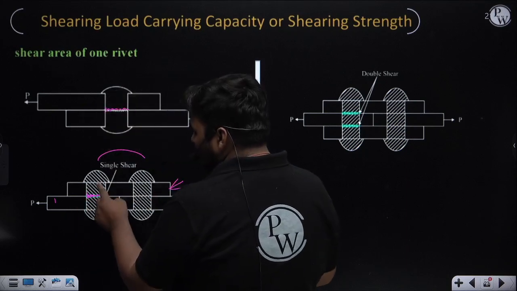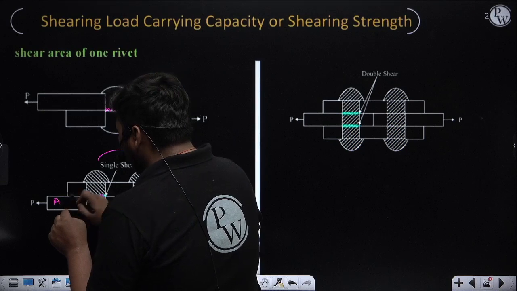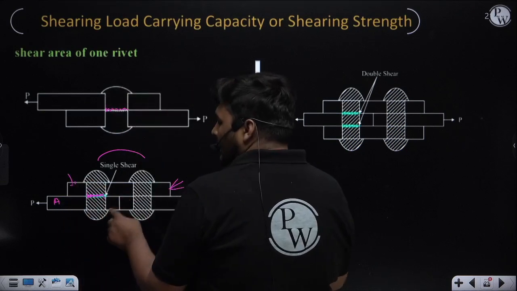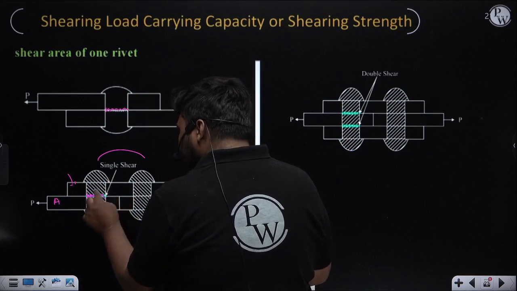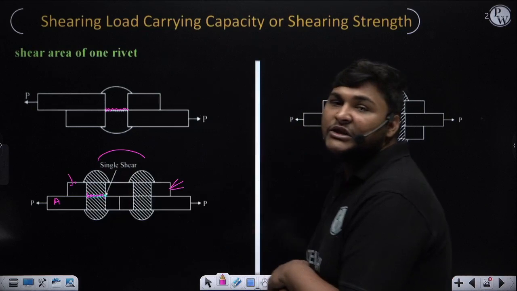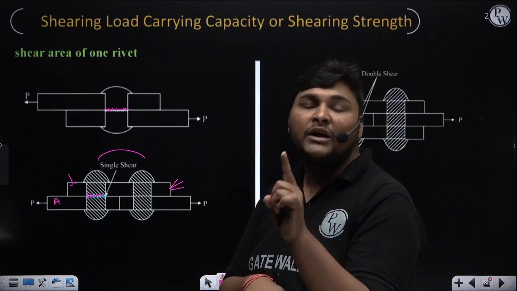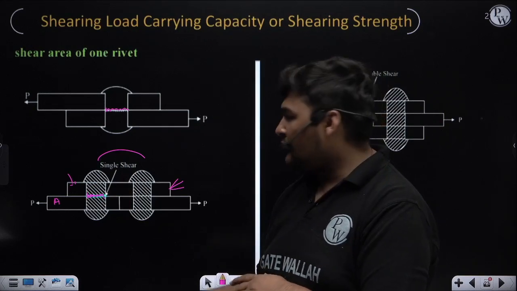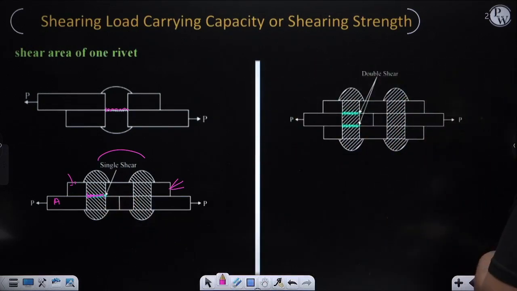This rivet is connecting plate A and this strap plate, and they are connected with this shear area. So here you can see in this rivet shearing is occurring from only one plane. So it is also subjected to single shear, and in single shear the shear area of one rivet will be pi by 4 d square, because this area is nothing but pi by 4 d square. It is very simple. Now I will explain what double shear is.